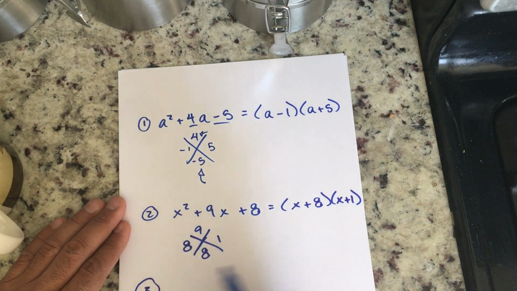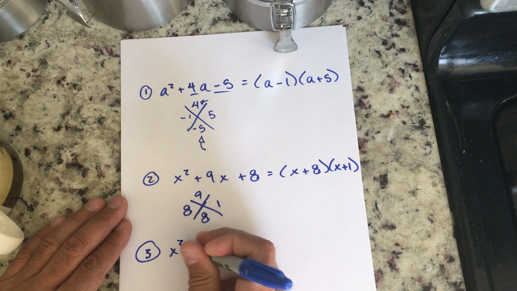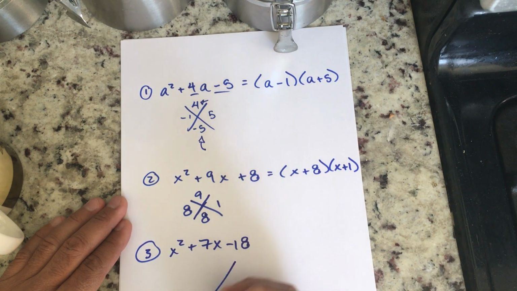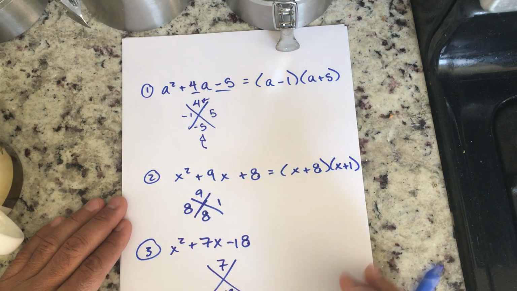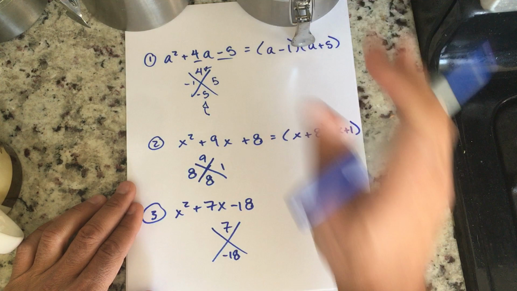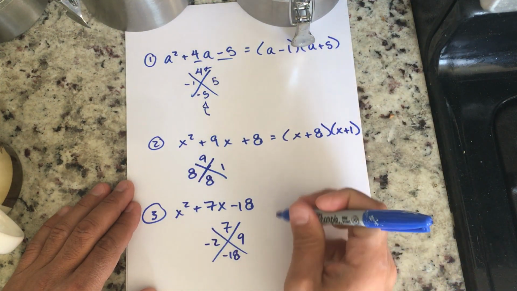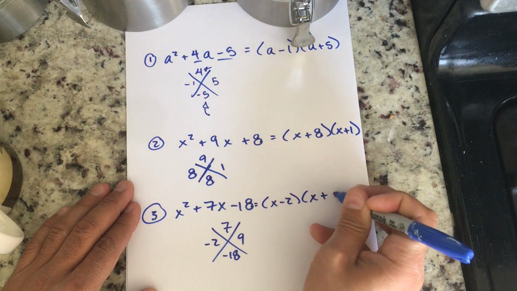Number 3 tells me x squared plus 7x minus 18. Multiplies to negative 18 and adds to 7, which would be 9 and negative 2. So it's going to be x minus 2, x plus 9.